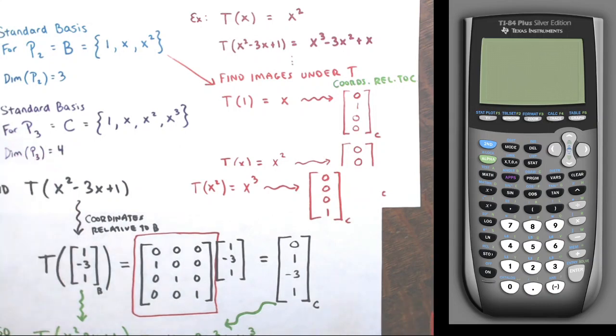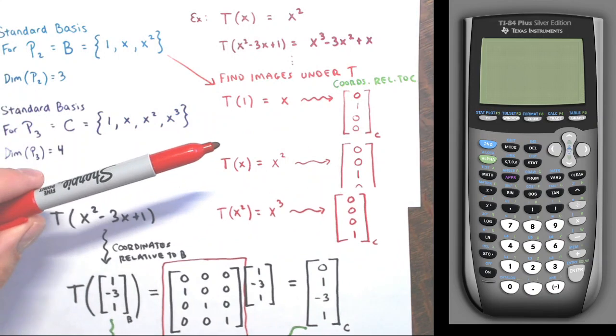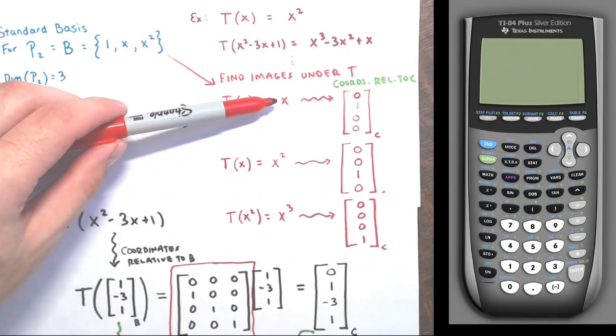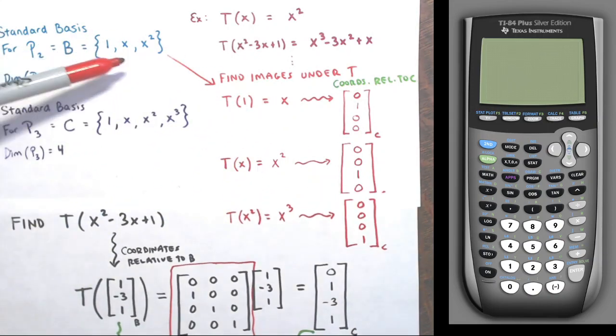So that's what I meant a couple pages ago, where I said the columns of the standard matrix of the transformation are just the images of the basis vectors from B, but translated to coordinates relative to C. Okay, so that's a lot. It's a lot there. Let's try it with another example.